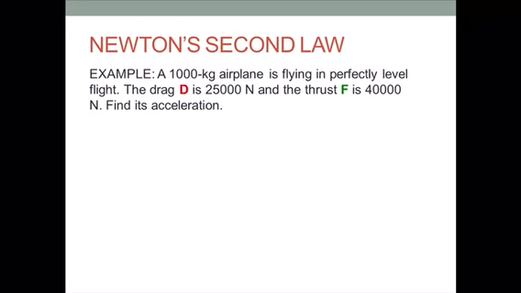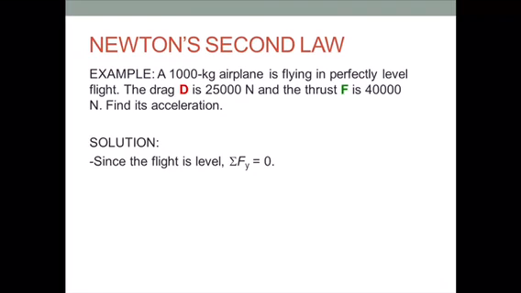Now let's look at another example to understand the second law better. The same 1,000 kilogram plane is flying in perfectly level flight. The drag is 25,000 newtons and the thrust is 40,000 newtons. Find the acceleration of the plane.